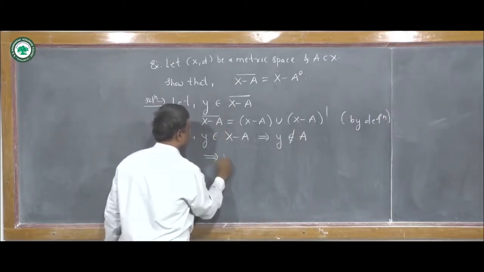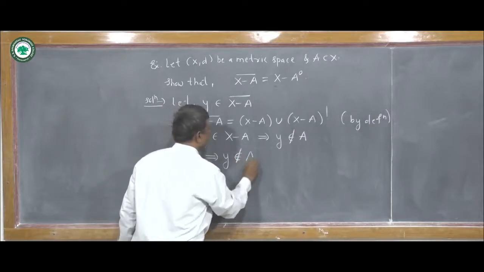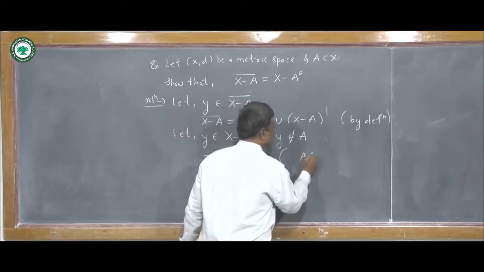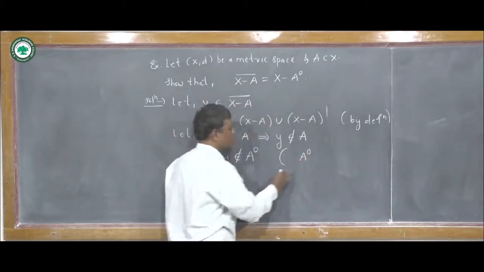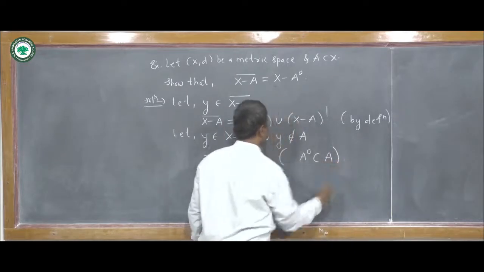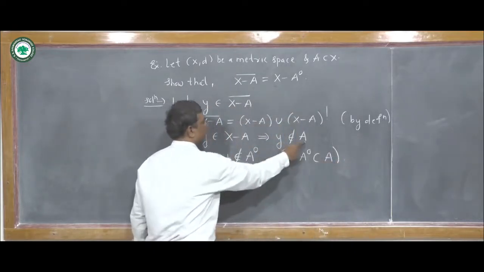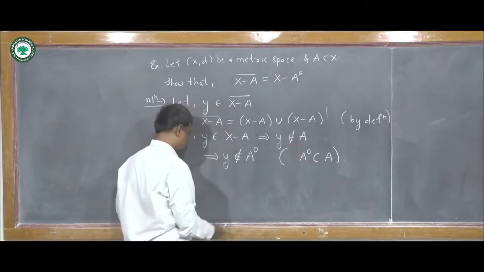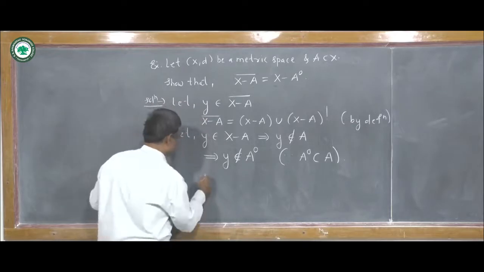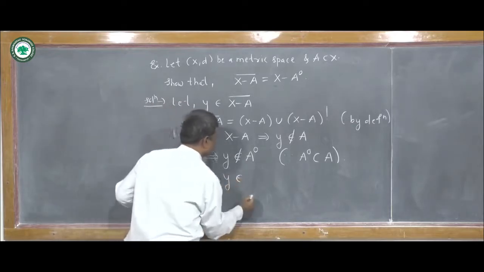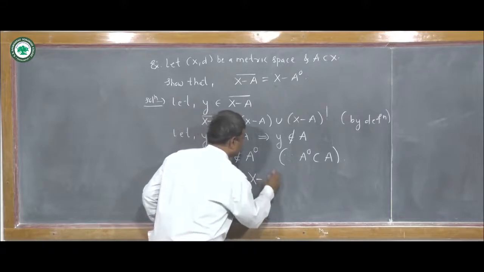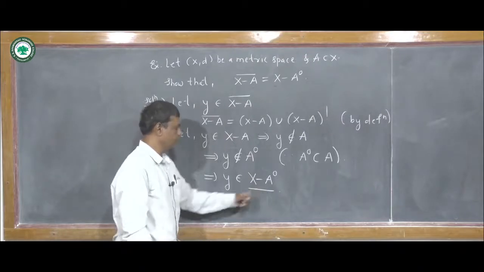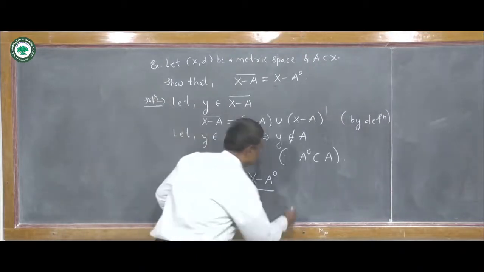So this implies that y does not belong to the interior of A, because we know that the set of interior points of A is always contained in A. Since y is not a member of set A, y is also not a member of the interior. So this implies that y belongs to the complement of interior of A. Say this as 1.